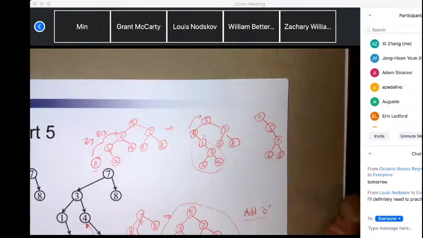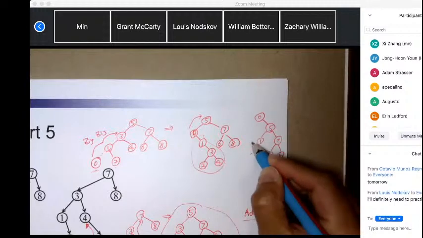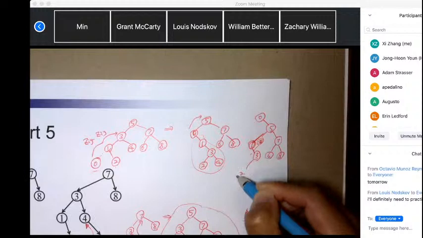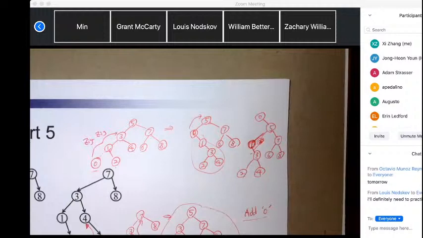So it'll be 1. Oops, I'm running out of space. 1 and 3, 2 and 4. Okay, so that is the resulting tree after adding 0 into the splay tree given here. Any question up to this point? Okay, so we will take a 5-minute break. I will be back in the Zoom room by 6:06. Okay, see you soon.